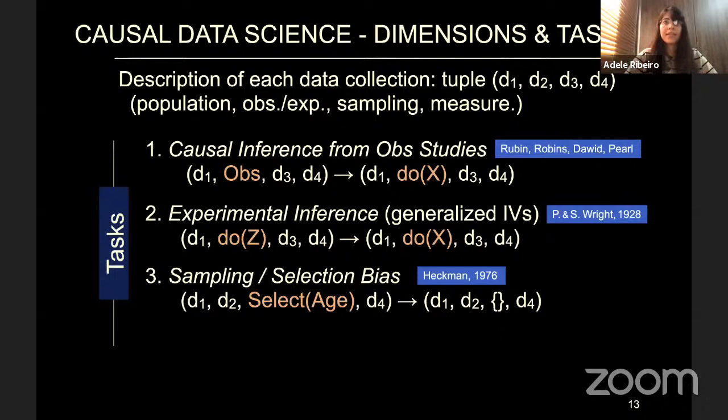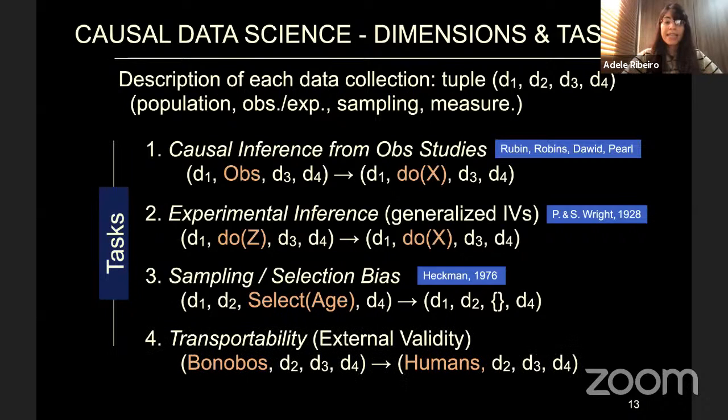So sometimes this task is feasible. And the last task here, we call transportability. This is to ensure external validity. So usually if you are collecting data in one population, but you want to do inference in a different population, we have to do this transportability analysis.